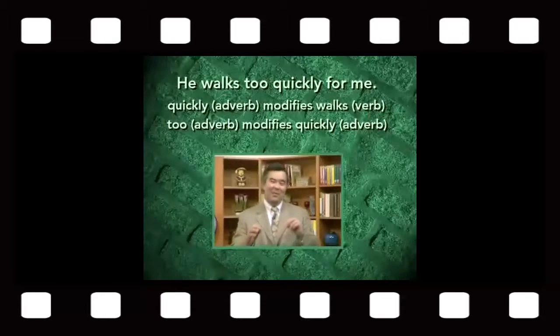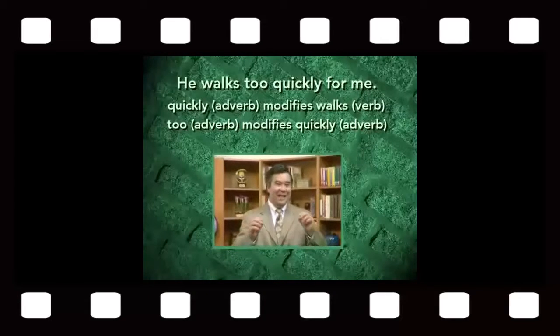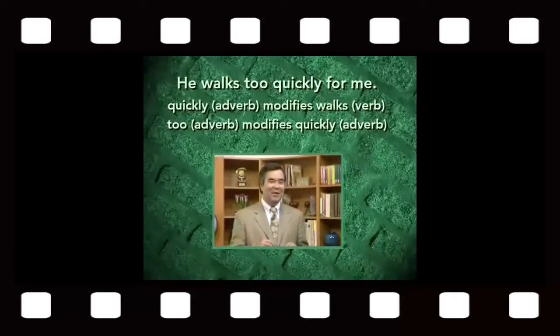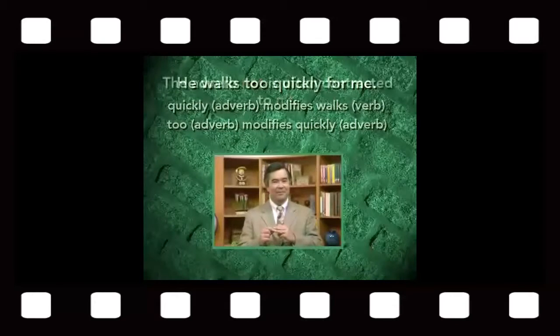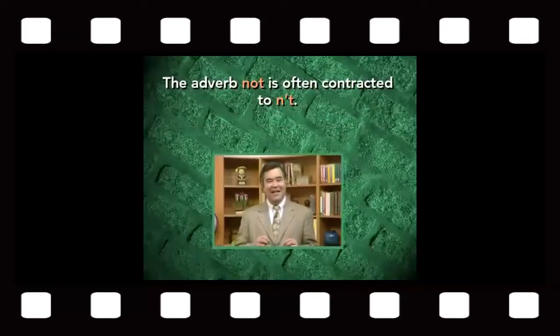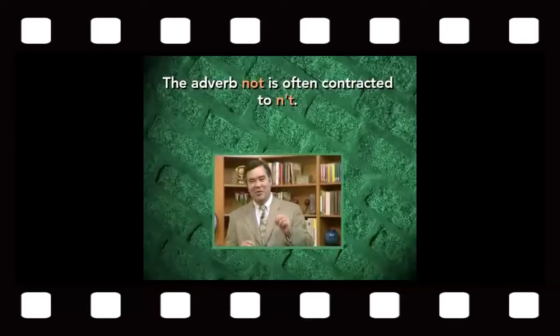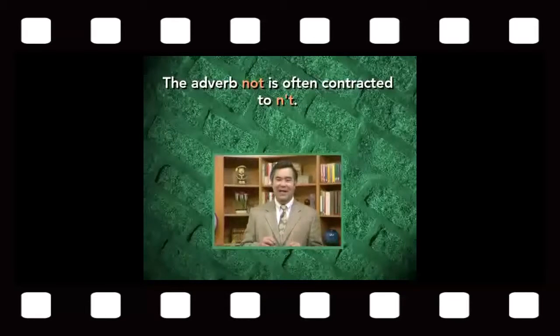Quickly is an adverb modifying the verb walks. It tells us how he walks quickly. The adverb too modifies the adverb quickly. It tells us how quickly he walks, too quickly. So, as we've seen in these examples, an adverb can modify a verb, it can modify an adjective, or it can modify another adverb.